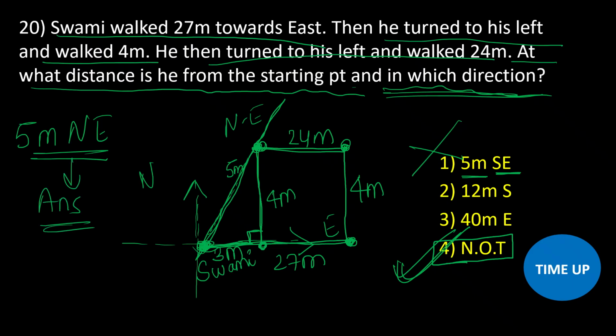So many students will just see that the distance 5 meter is coming, and directly go and tick the first option. But you should be very careful when none of this is given in the option. You need to solve the whole question in that case, because none of this can also be the answer. In this case, none of this is the answer.